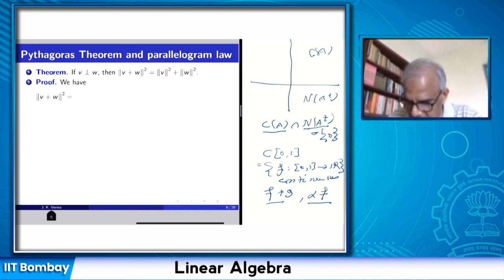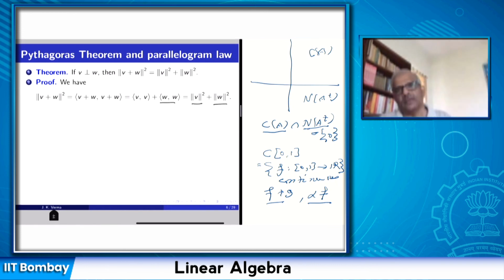So square of length of v plus w, by our definition, is equal to inner product of v plus w with v plus w, but then use linearity in every component. So it is equal to inner product of v with v plus inner product of w with w. But the other parts have become 0 because v and w are perpendicular to each other. The inner product of v with v is this, inner product of w with w is this. So this is the Pythagoras theorem. Is it not surprising? We have a very short proof of Pythagoras theorem. One line proof of Pythagoras theorem.